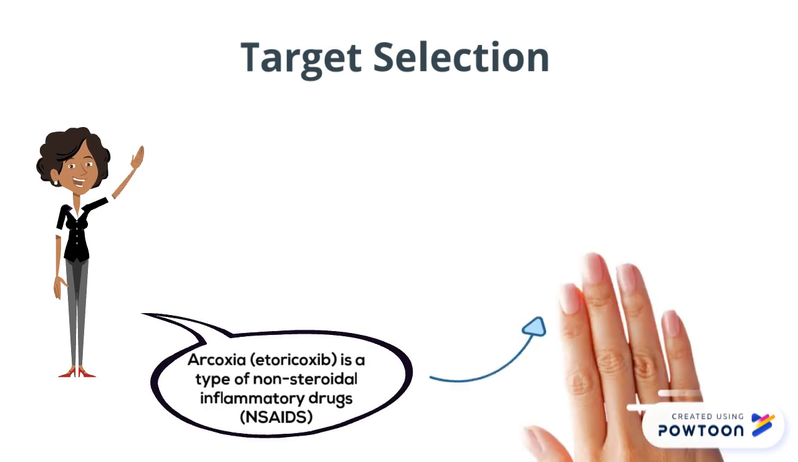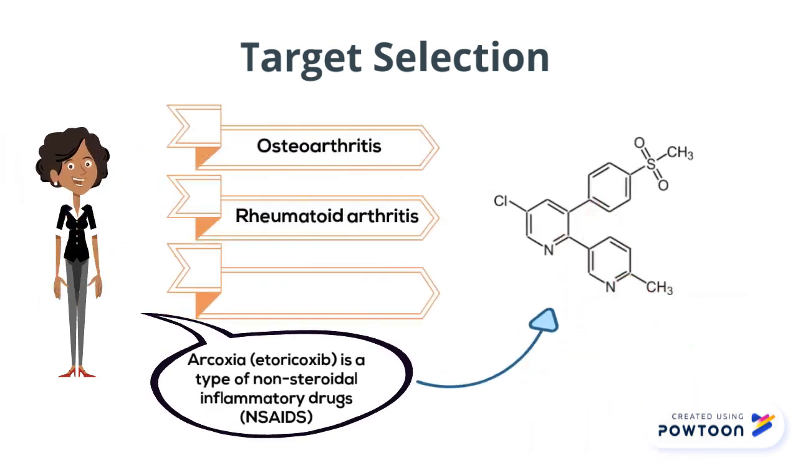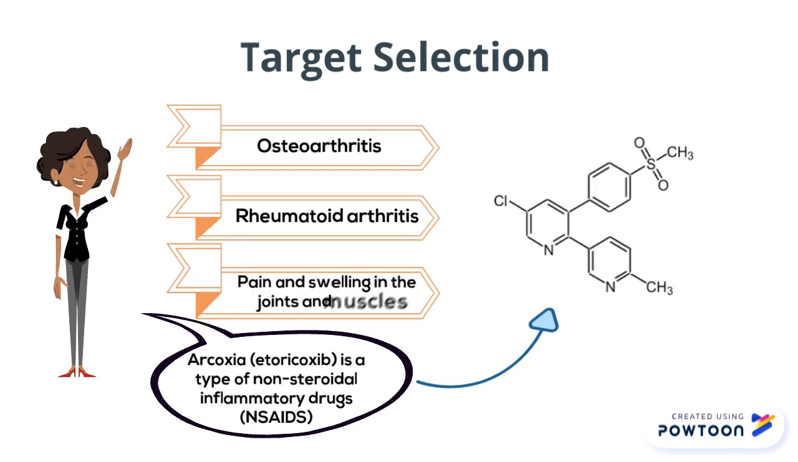What is Arcoxia? Arcoxia is a type of non-steroidal anti-inflammatory drug, and this is the chemical structure of Arcoxia. The drug Arcoxia can treat some diseases such as osteoarthritis, rheumatoid arthritis, and the pain and swelling in the joints and muscle.